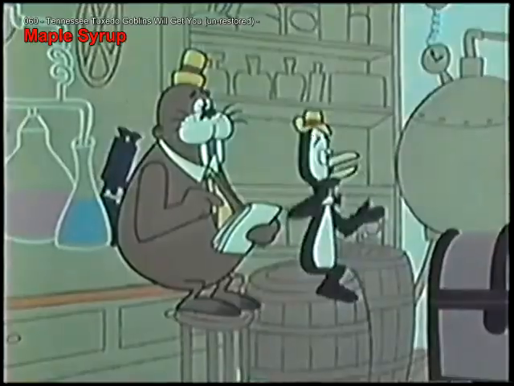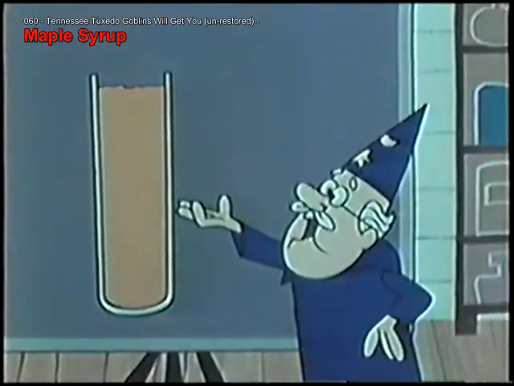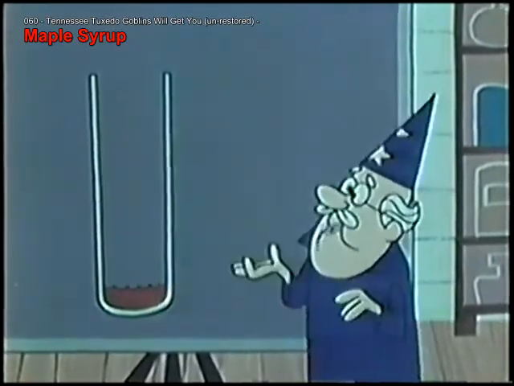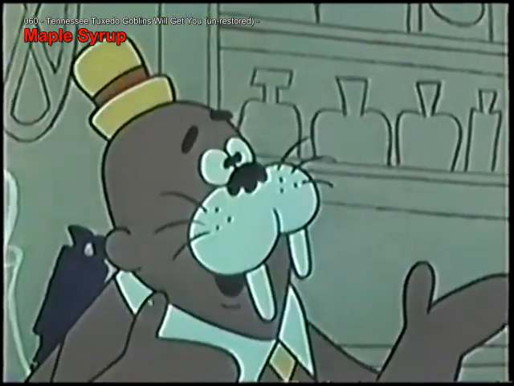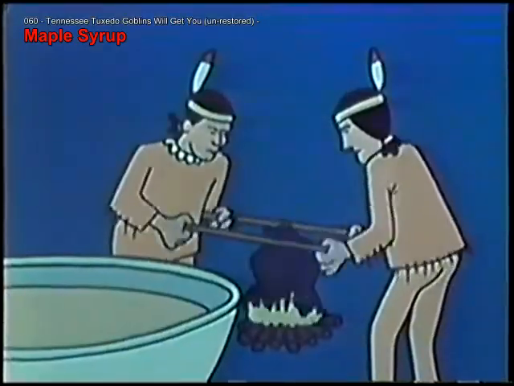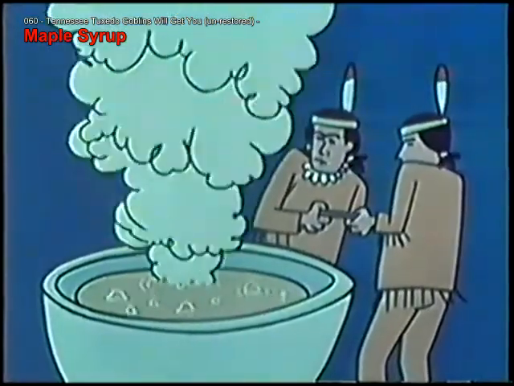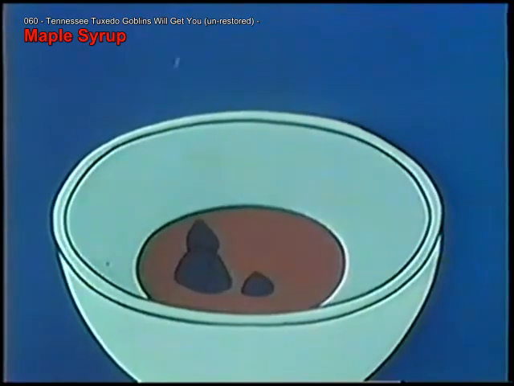And that's all there is to it? Oh, no, my boy. That is only the sap, and it takes from 30 to 50 gallons of sap to produce just 1 gallon of syrup. But how do you turn the sap into syrup? Well, the Indian used to drop hot rocks into the sap. This would evaporate the water and leave the syrup.